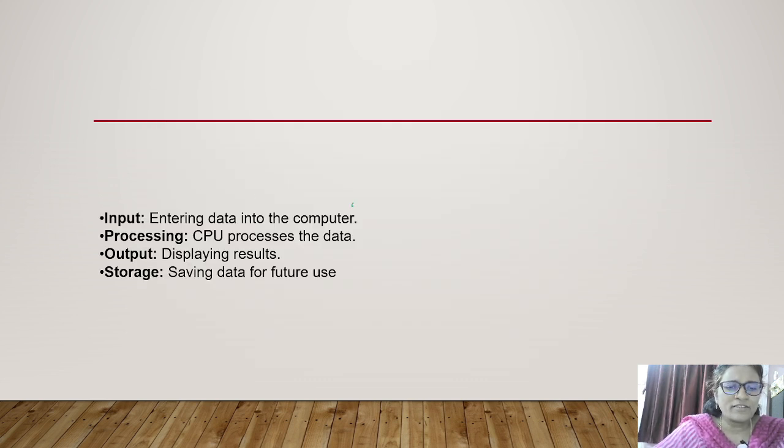We already discussed input, which means entering data into the computer. If you want to give any input to the computer, that is called input. Processing, I told you the CPU will process the data. Whatever the user is giving, the CPU will execute. And output means what? Displaying the results. After execution or processing, the computer will give output. They are called results. Storage.